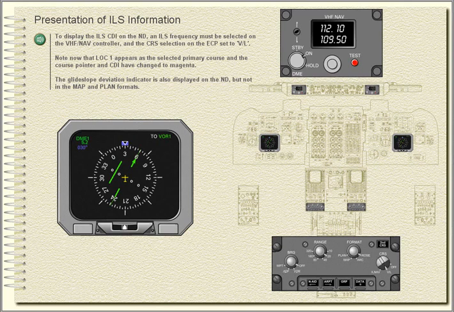Presentation of ILS information. To display the ILS CDI on the ND, an ILS frequency must be selected on the VHF Nav controller and the course selection on the ECP set to VL. Note now that Loc 1 appears as the selected primary course, and the course pointer and CDI have changed to magenta. The glide slope deviation indicator is also displayed on the ND, but not in the map and plan formats.